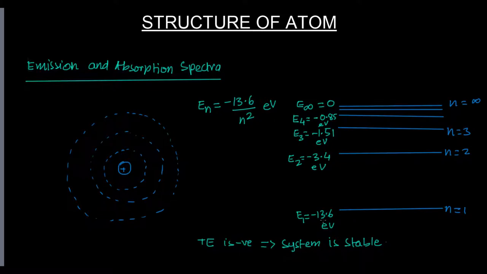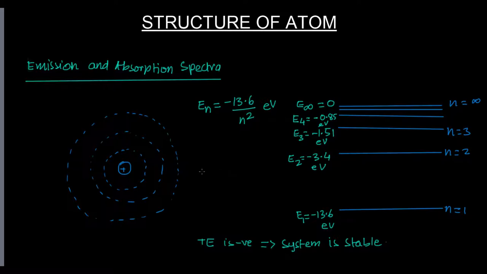Now what happens? You see, this energy is negative, but a smaller negative number. What does it mean? It actually means it is of a higher energy, is it not? Its energy is higher than this. Minus 3.4 is numerically a greater number than minus 13.6.